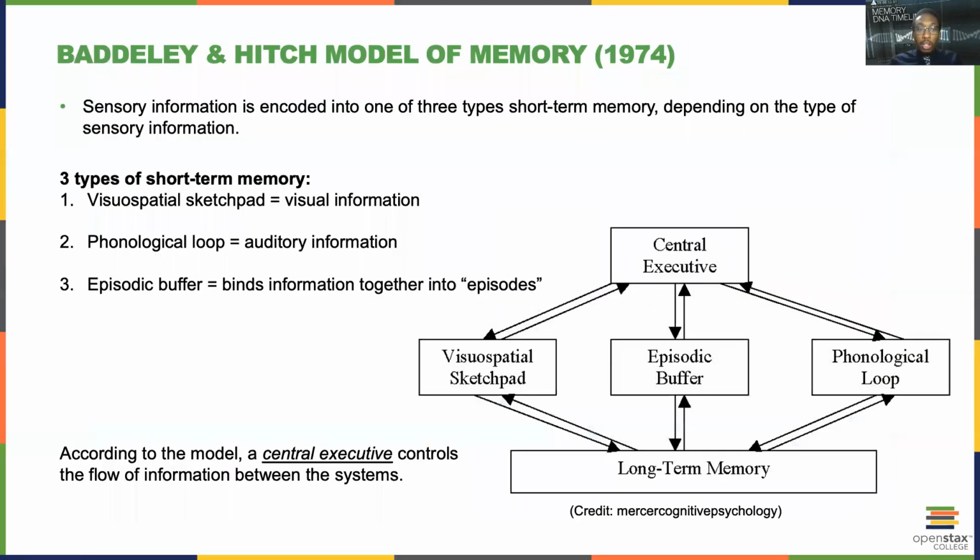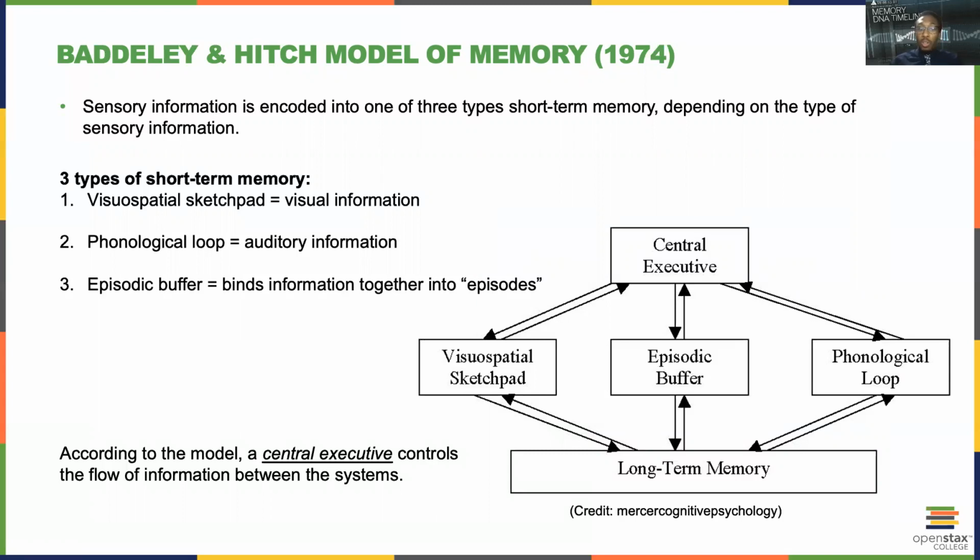Another popular model of memory is the Baddeley and Hitch model of memory, which was first published in 1974. And in this model, sensory memory is encoded into one of three types of short-term memory, and it depends on the type of sensory information that comes in.